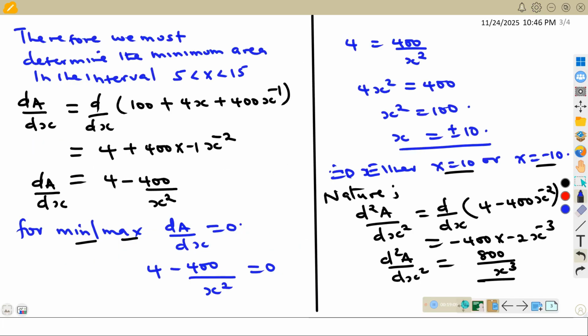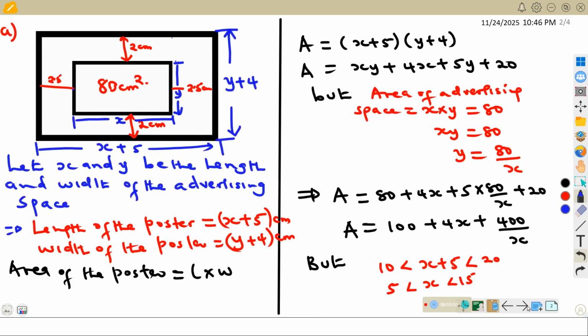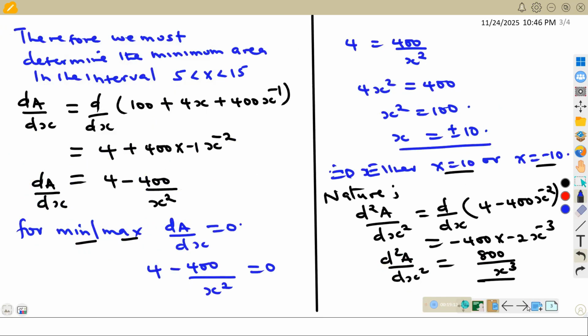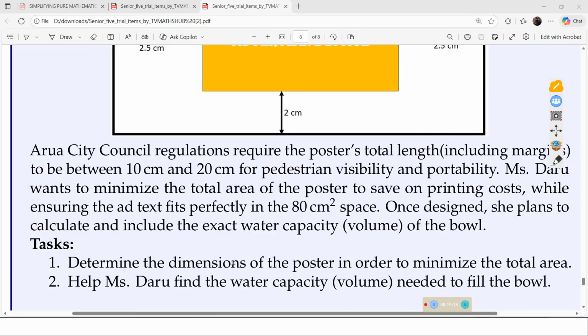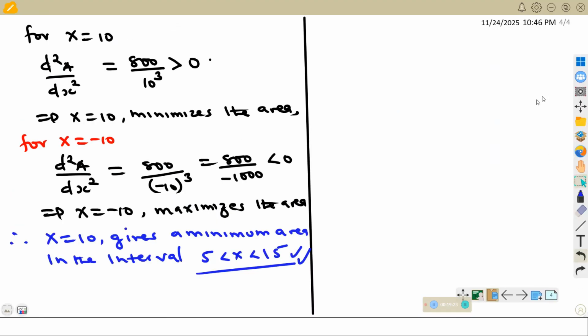So if that is the case, let us now see how best we can answer this question that was given. So we need to determine the dimensions of the poster in order to minimize the total area. So what would be the dimensions of the poster? Since we have got the value of x, which minimizes the area, we can go on and get the values of y.